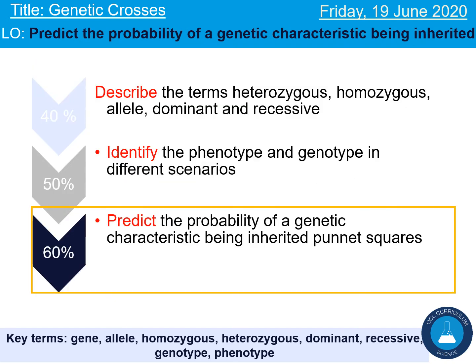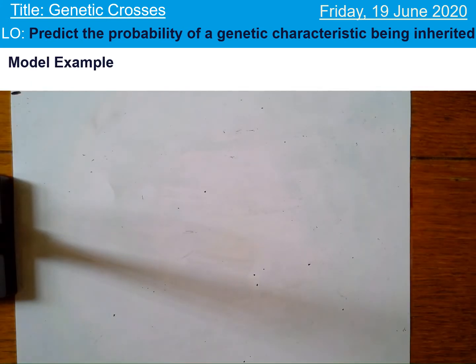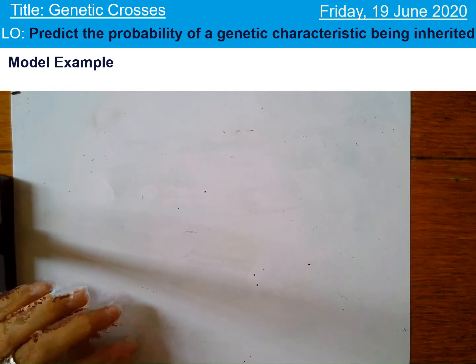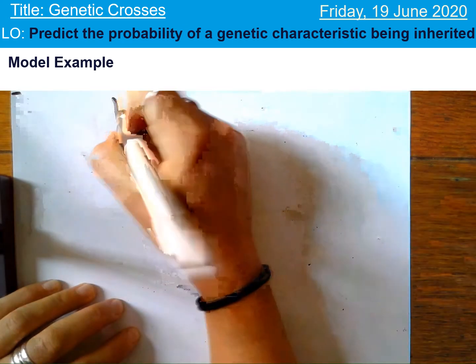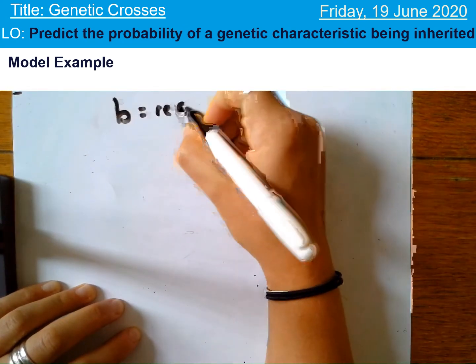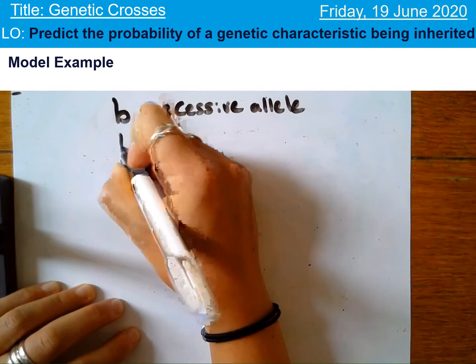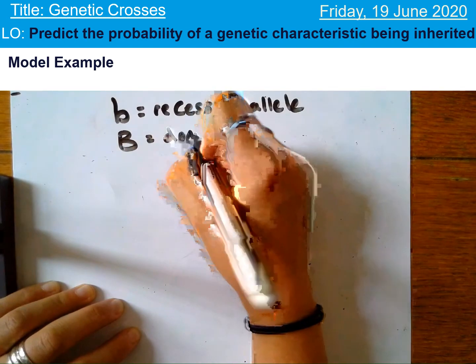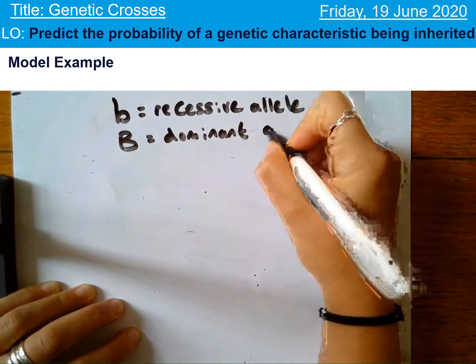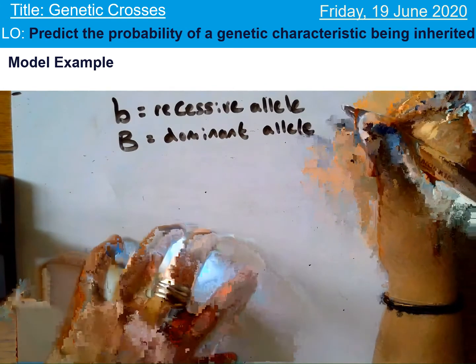The final section of this tricky topic video is going to be predicting the probabilities that offspring have a certain characteristic by using Punnett squares. In this video, we're going to look at how to draw a Punnett square to represent the inheritance of eye colour. Throughout the video, we're going to represent the recessive allele with a lowercase b, for blue eye colour, and the dominant allele, a capital B, for brown eye colour.